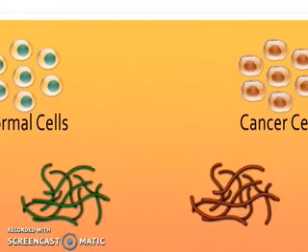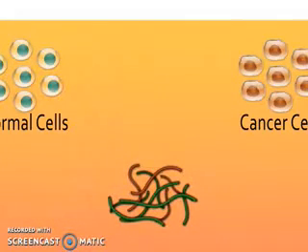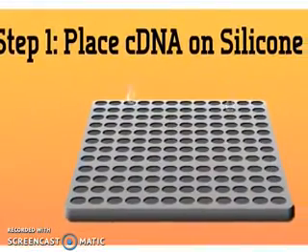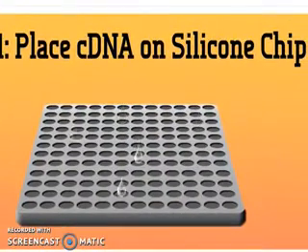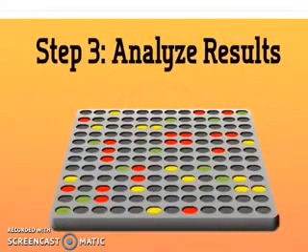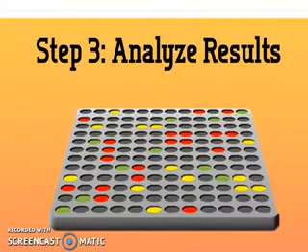Then, the cDNA from the two groups is mixed. Microscope slides, or silicon chips, are dotted with DNA fragments containing all the genes, or possibly just fragments. The cells are incubated and then analyzed. Each spot on the microarray chip represents a gene.